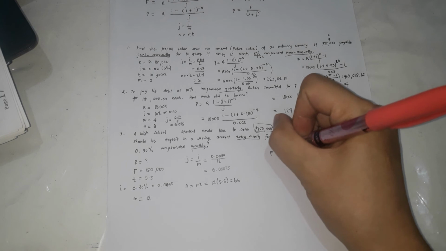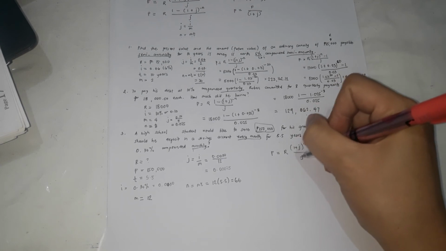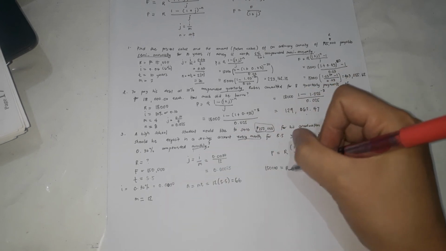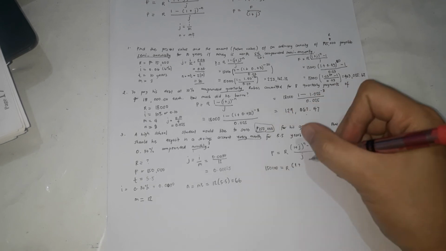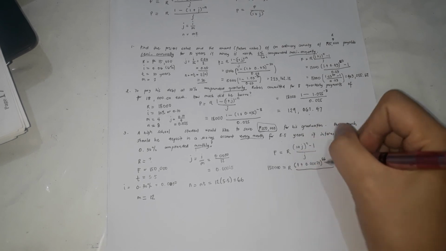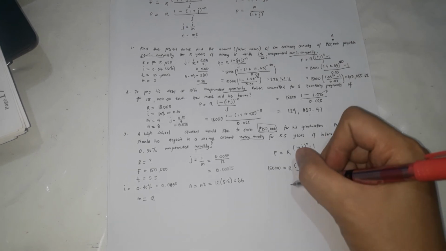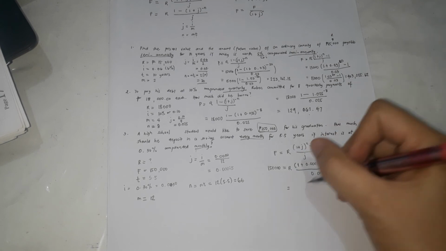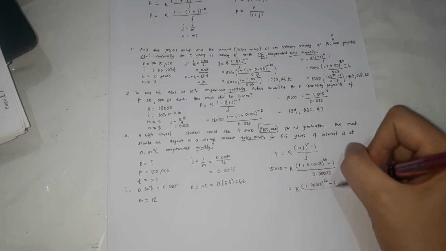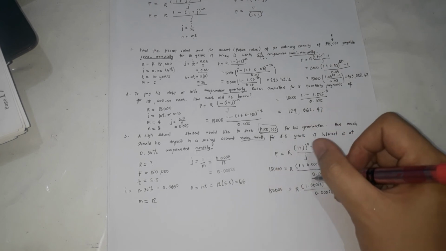We'll use the formula for F. F is equal to R times ((1 plus J) to the N minus 1) over J. So F, which is 150,000, is equal to R, we're looking for R, times (1.00025 raised to the power of 66 minus 1) over 0.00025. Solve all of this first.